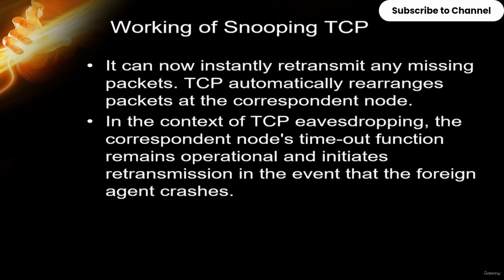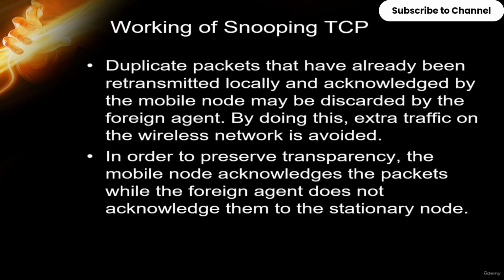remains operational, and if any crashes occur, those packets are also retransmitted by the foreign agent. And if you see further, the duplicate packets which are already transmitted locally from the nodes, the foreign agent discards the unwanted duplicate packets, because these duplicate packets are not needed, so the extra traffic is avoided by the foreign agent. And additionally, in order to maintain transparency between the nodes, the foreign agent acknowledges the packet with the mobile nodes, not with the stationary nodes.